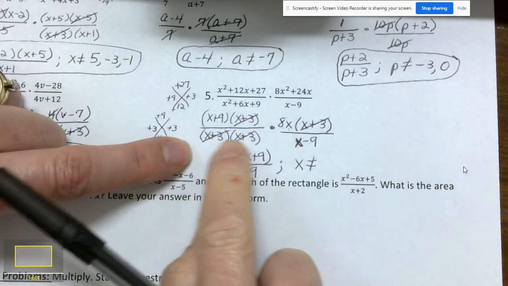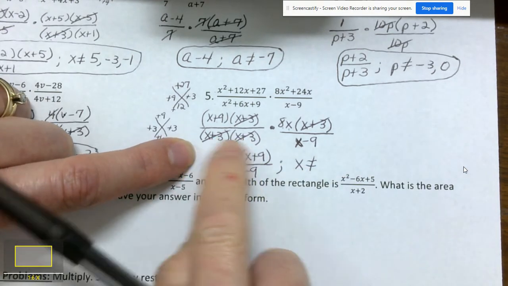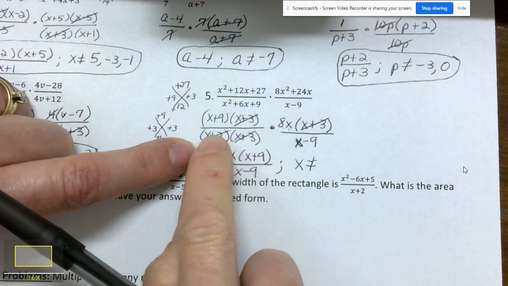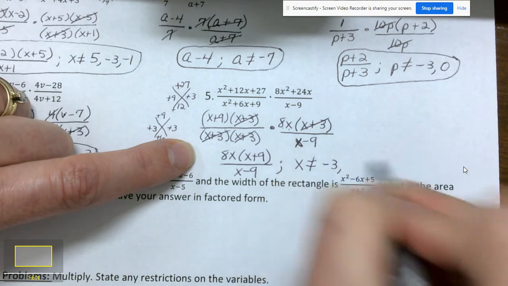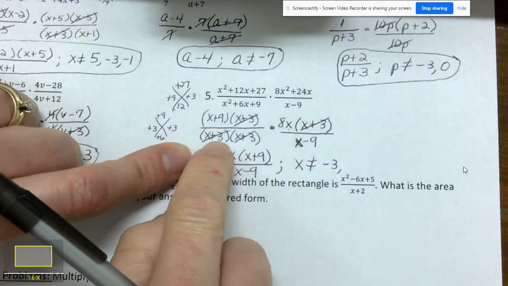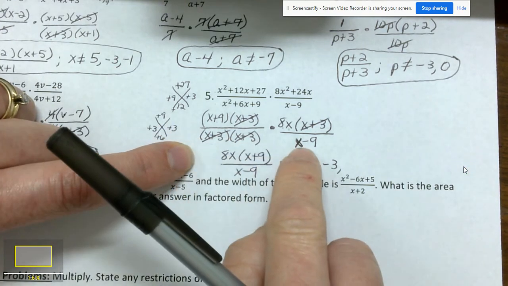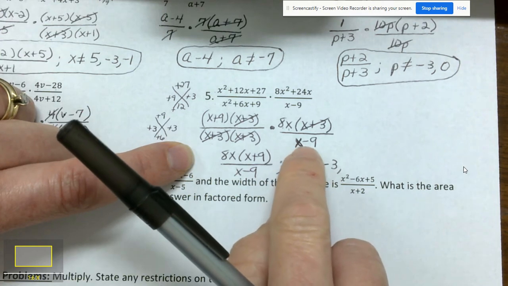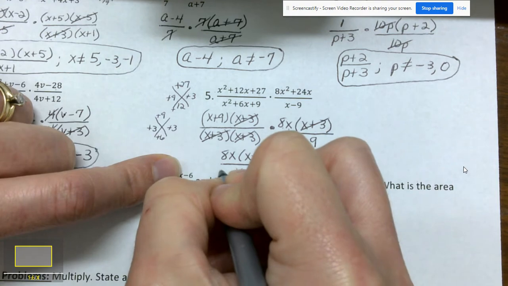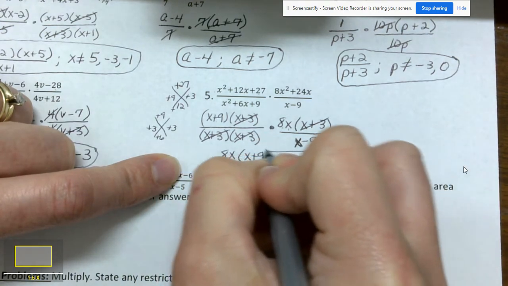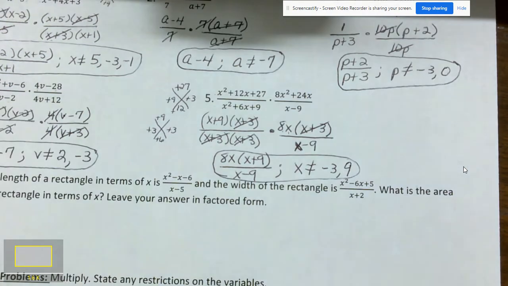So if we go back to our denominators, both of these are x plus 3, so that means in order to get that equal to 0, x would have to be a negative 3. Negative 3 plus 3 is 0. And then I still have the x minus 9. So to get x minus 9 equal to 0, x would have to be a positive 9. So this would be our answer with our restrictions.